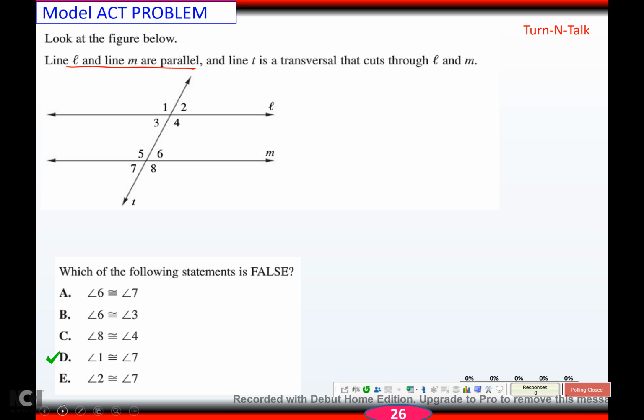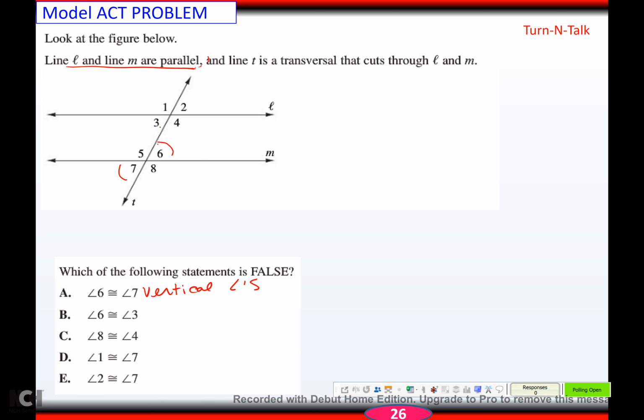And hopefully you got D. It says, which of the following statements is false? Now, they did tell me these are parallel. So all of my corresponding angles, vertical angles, all of that stuff is true. I can use those theorems. So which of the statements is false? A says that angle 6 equals angle 7. Well, that's true because those are vertical angles.